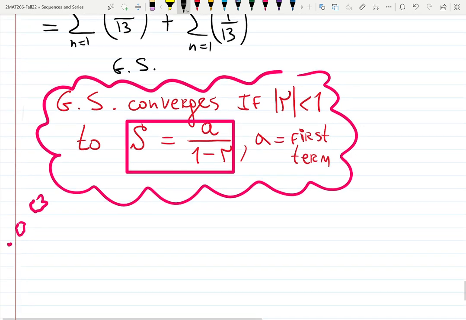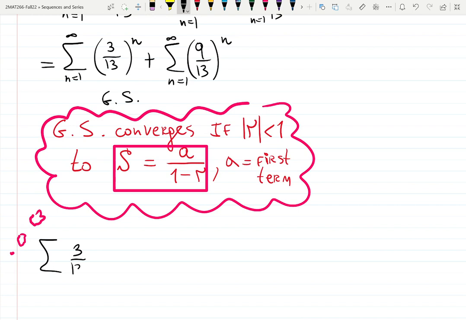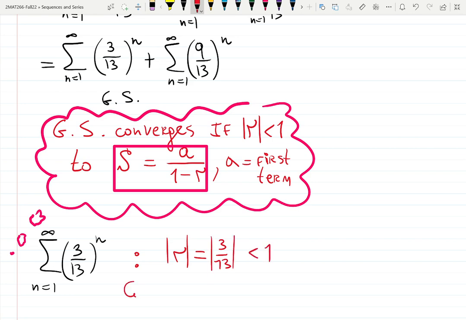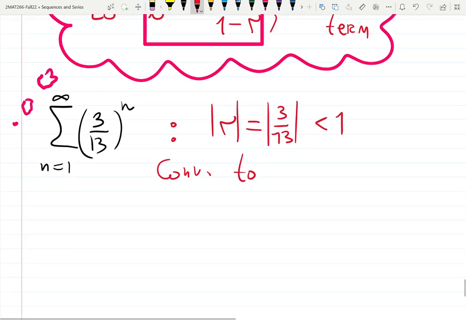Now let's discuss those two series. The first series is the sum of 3 over 13 to the n, from n equals 1 to infinity. What is my R? R, the common ratio, is 3 over 13, exactly, I heard you saying. Good job. By absolute value, very fast, it's less than 1, so it converges. And you start building the formula.